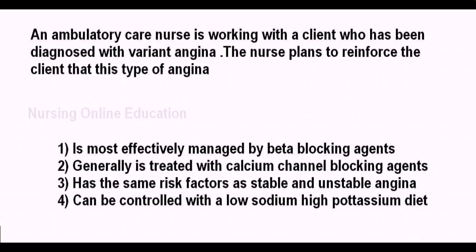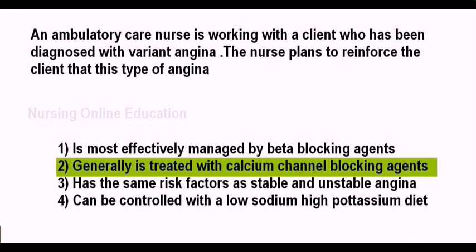For this question, the answer is the second one. Generally it is treated with calcium channel blocking agents. The variant angina results from the spasm of the coronary vessels, and it is treated with calcium channel blockers. The risk factors are unknown, and this type of angina is relatively unresponsive to nitrates, and beta blockers are also contraindicated here because they may actually worsen the spasm.